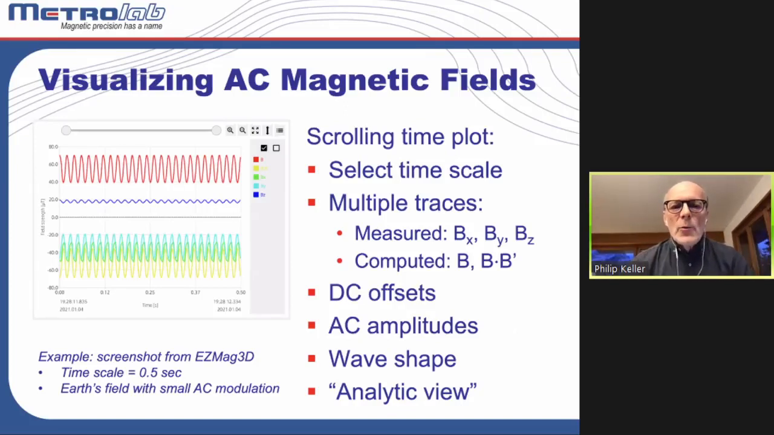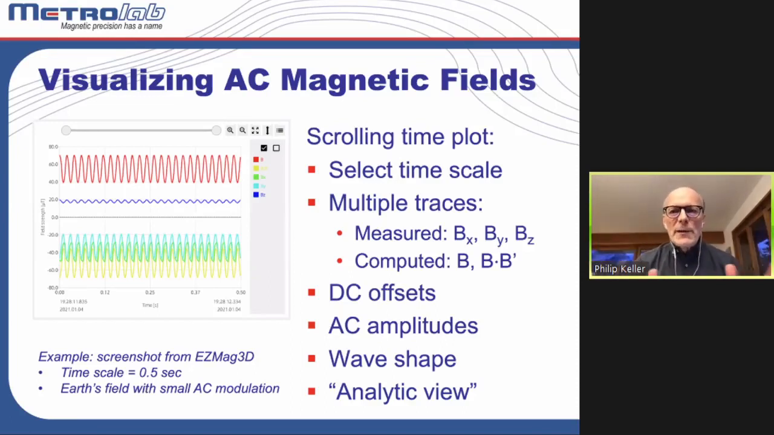Well, one time-honored way is this scrolling plot. As you can see, you have multiple traces. You have the things that we measured, bx, by, bz, and you have two traces that we compute. One is the magnitude of the field, called B, that we all know. And then there's a computed trace called b.b prime that we'll talk about in a moment. And on this graph, you can see the DC offset of each one of these traces. You can see the AC amplitude of these traces. You can see the frequency. You can see the wave shape. So there's a lot of information on this plot.